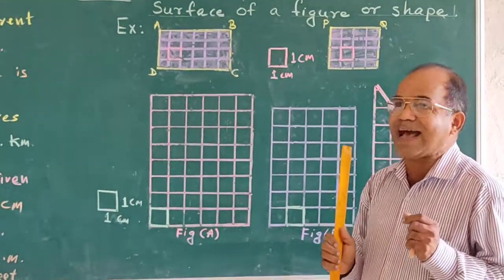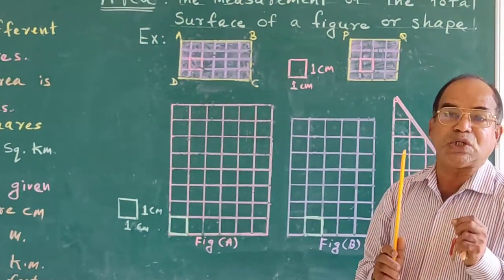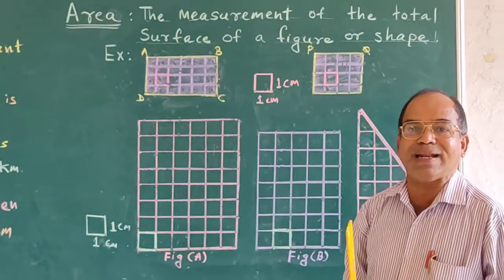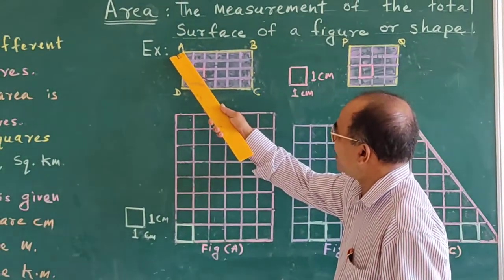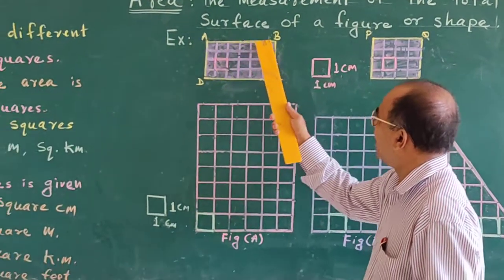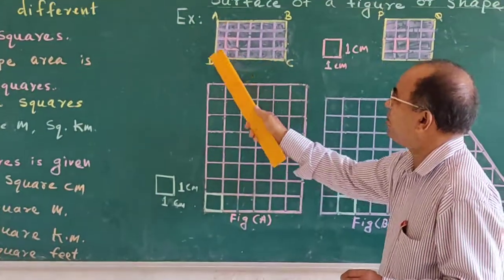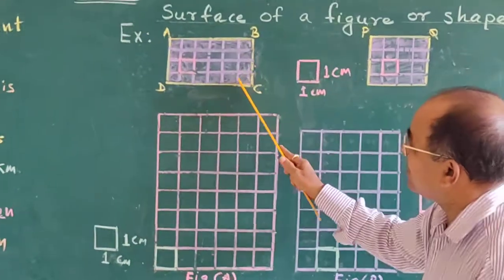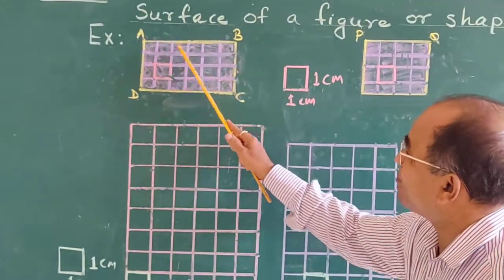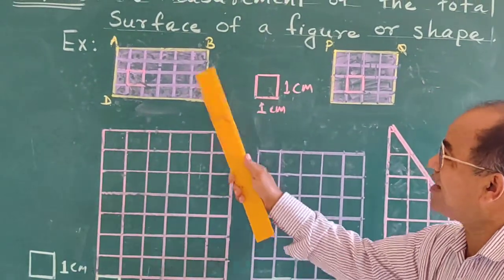In the last topic we discussed the perimeter. What is perimeter? The total length of the boundary of a figure or shape is the perimeter. You can see, if you start from here, the boundary is A, B, C, D and A. These are the boundaries of this rectangle. And whatever surface is inside this boundary, that is the area.